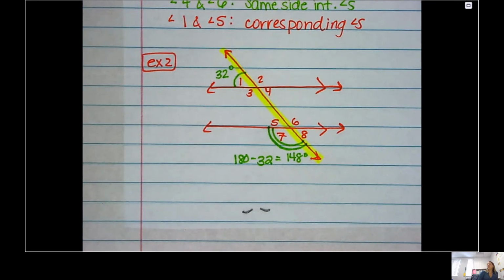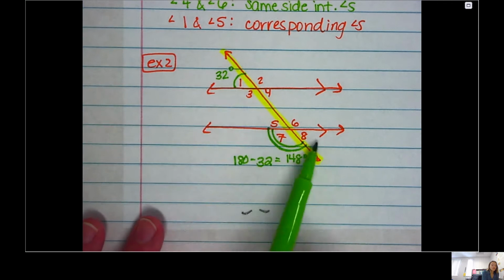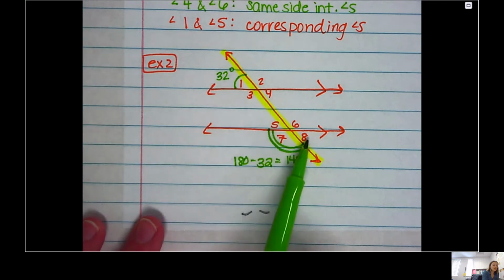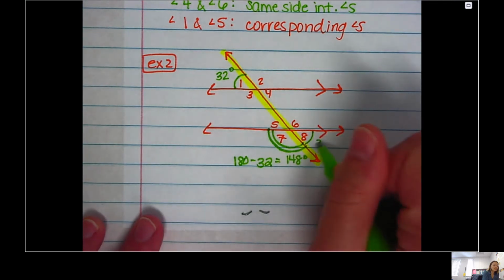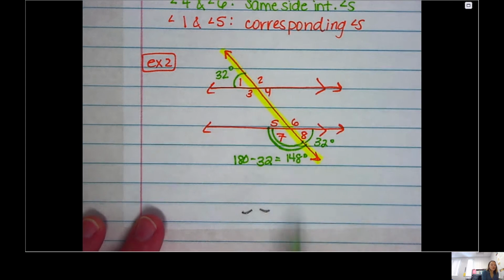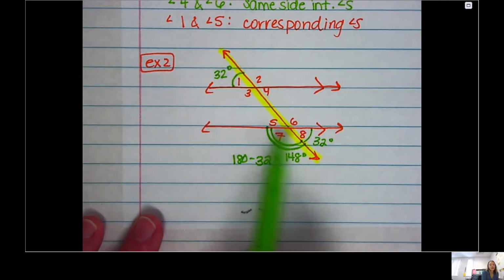Number 8 should be what, Kiki? Why? Say it louder. So these ones are alternate exterior. They better be the same. This is 32 degrees. And you should also notice that these two make a line.